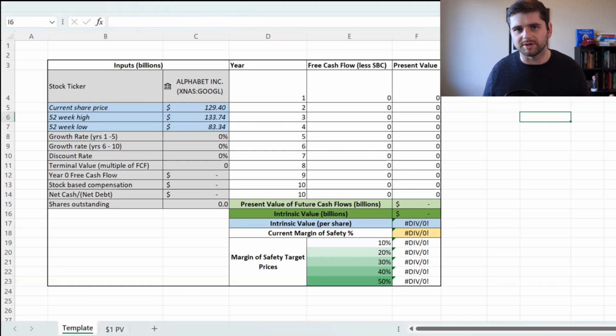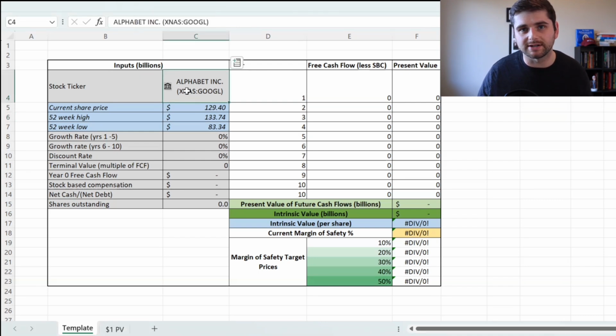Basically, all we're going to be really trying to do here in essence is project out the cash we expect a business might throw off in the future, and we're going to use those future cash flows to work backwards and figure out a reasonably intelligent price to pay for the business or for the company's shares today.